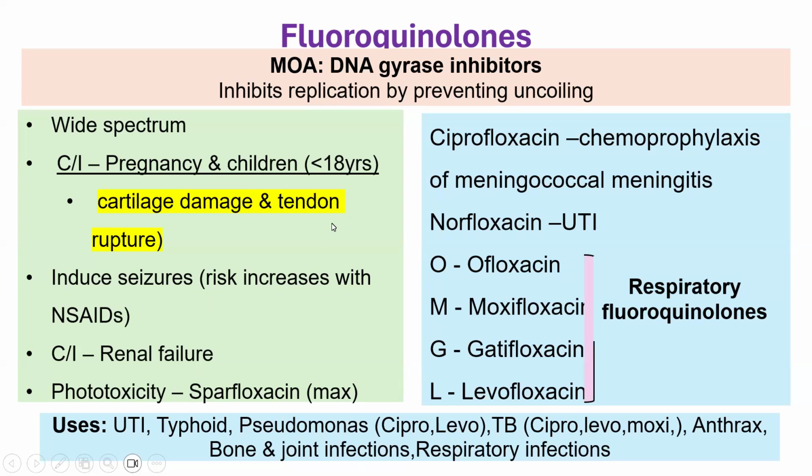Another main toxicity seen with fluoroquinolones is phototoxicity. It is maximum with sparfloxacin. These are important from the MCQ point of view. So maximum phototoxicity is exhibited by sparfloxacin. So these are all the main points for fluoroquinolones. They act by inhibiting DNA gyrase, and remember these common uses and adverse effects. For adverse effects, remember tendinitis and tendon rupture, and it is contraindicated in pregnancy and also renal failure.